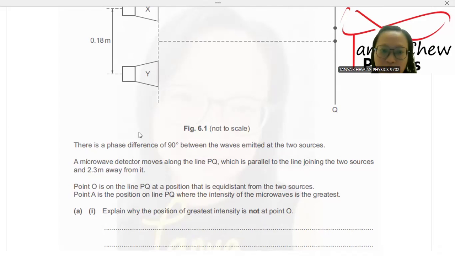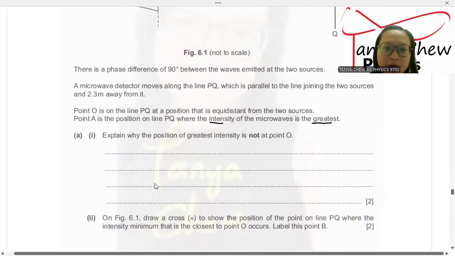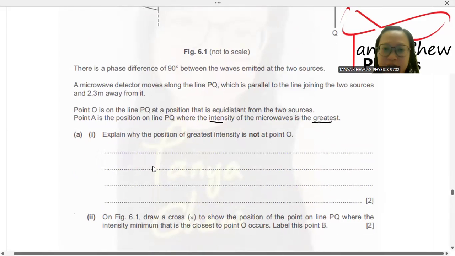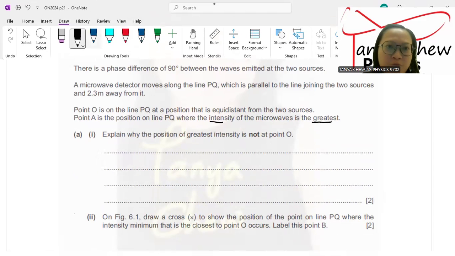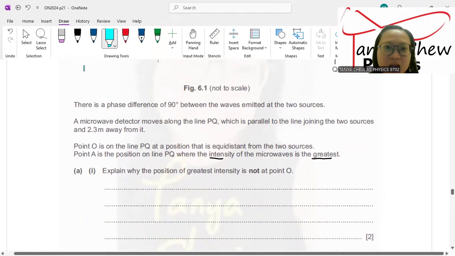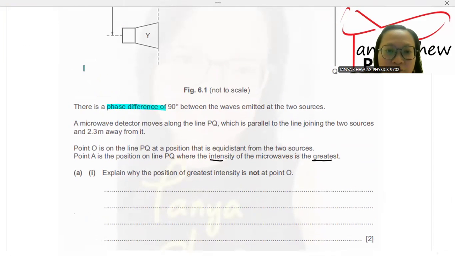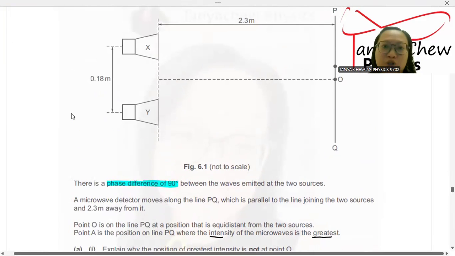Point O is on the line PQ at a position that is equidistant from the 2 sources. Point A is the position on line PQ as well, where the intensity of the microwave is the greatest. A, part 1, explain why the position of the greatest intensity is not at point O. Now, first of all, you have to see this. There is initially a phase difference of 90 degrees between the 2 waves.